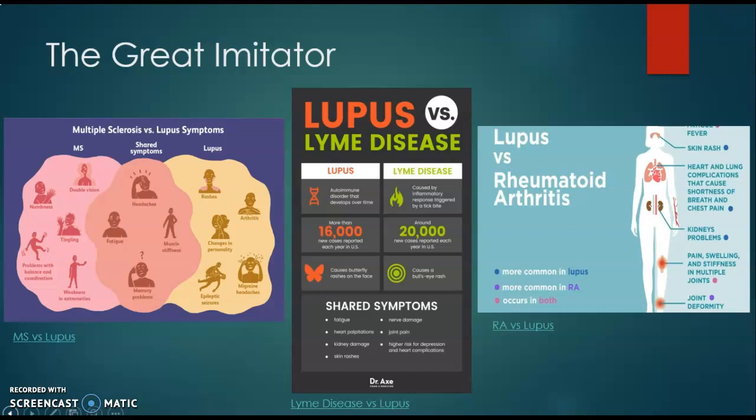Lupus is known by physicians as the great imitator because the symptoms that it produces replicate other diseases, which is what makes it so difficult to diagnose. So I put just 3 up here. For example, I mentioned this earlier with multiple sclerosis, they share a lot of the same symptoms. So lupus actually can be misdiagnosed for this disease. Same with Lyme disease and rheumatoid arthritis, they present with a lot of the same symptoms.